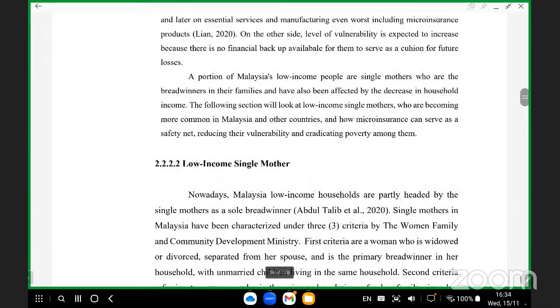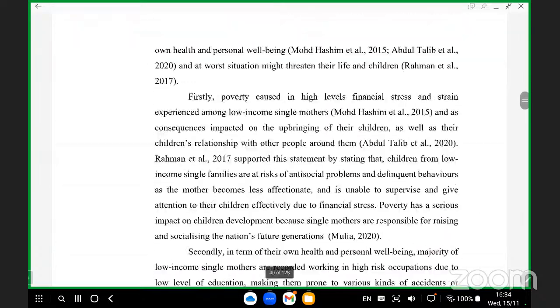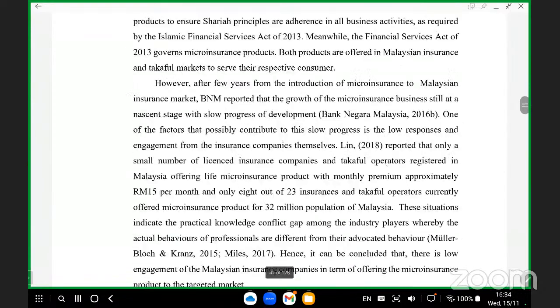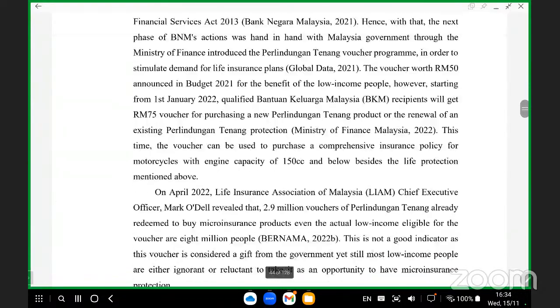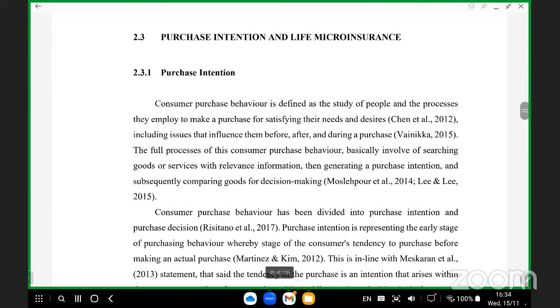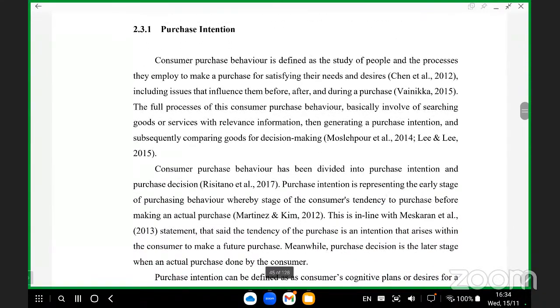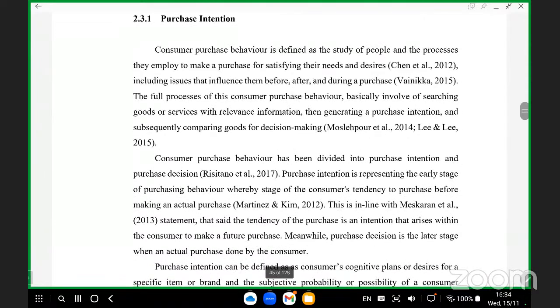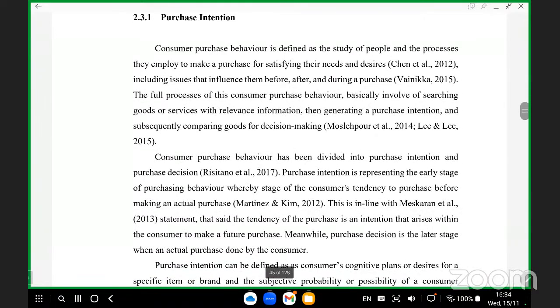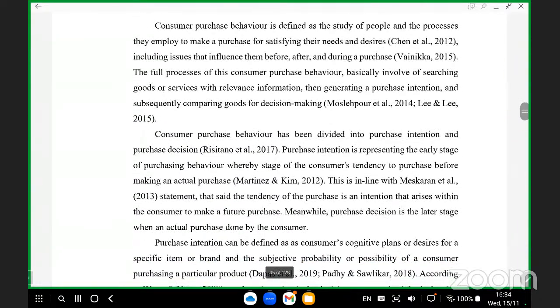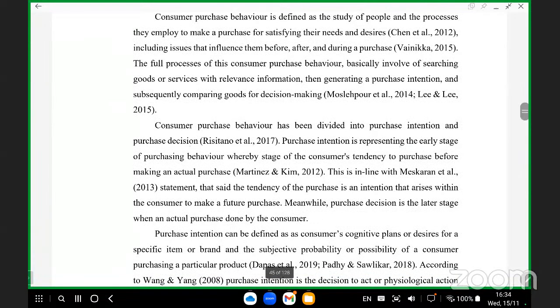Okey, ini contohnya. Bagaimana penceritaan chapter 2 itu. Agak panjang ni, tapi saya pergi terus direct kepada bagaimana dia. Okey, nampak dah purchase intention itu? Dia mulakan dengan dependent variable dia. Okey, consumer purchase behavior define. Dia terus pergi direct kepada operational definition dia. Nampak kan? Okay, cara menulisnya tu. Has been divided into purchase intention and purchase decision.